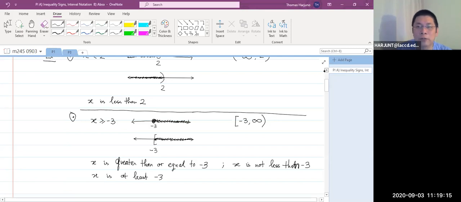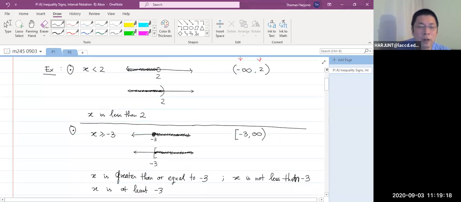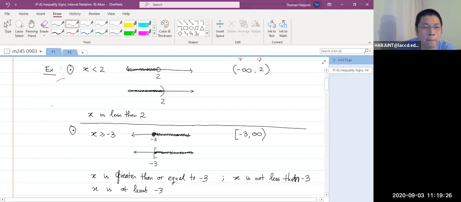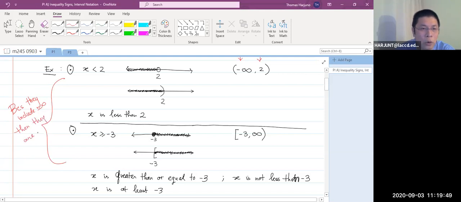Now these two types of sets, the intervals that include infinity or negative infinity, are said to be unbounded intervals because they include infinity or negative infinity, so they are called unbounded intervals.